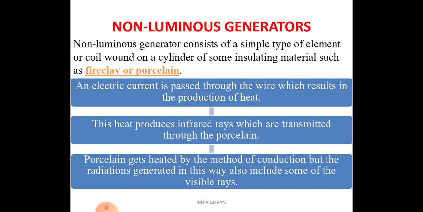Now, this porcelain is getting heated by the method of conduction. Conduction means the nearby object is hot, so this hot object will give heat to the nearby or adjacent object, and that nearby object will also be heated. Clear? So just by conduction, the porcelain will be getting heat. In this way, it is also giving a few visible rays. But as it is a non-luminous generator, we don't need any visible ray. We need only IR. So what is done for that?